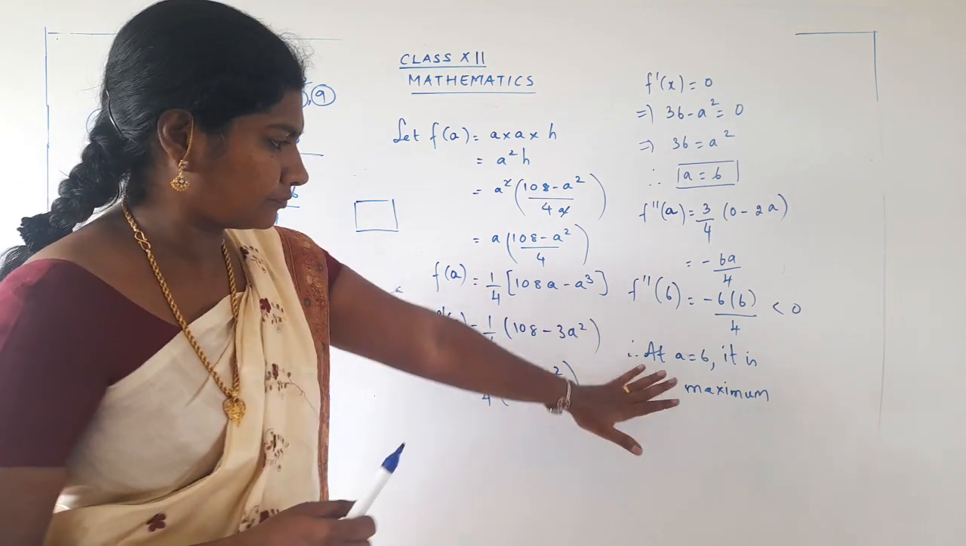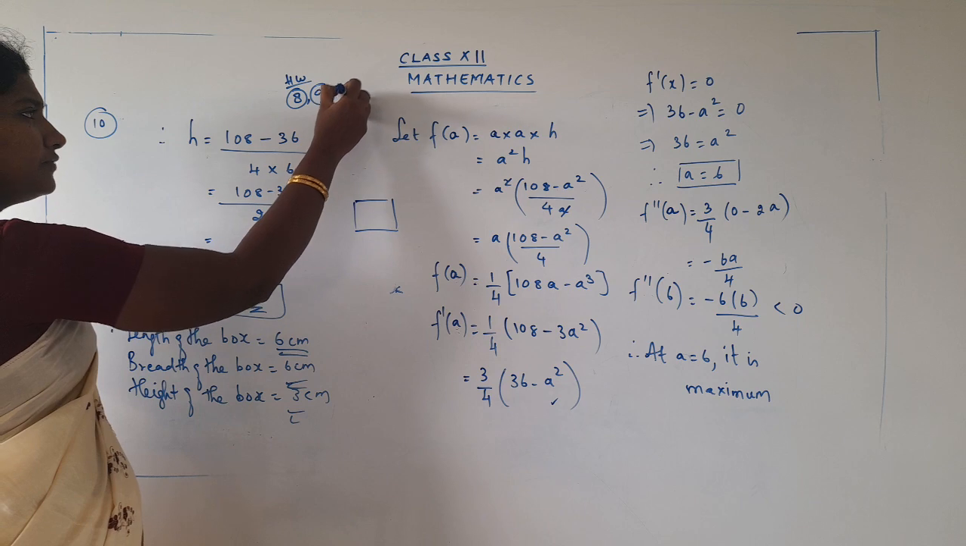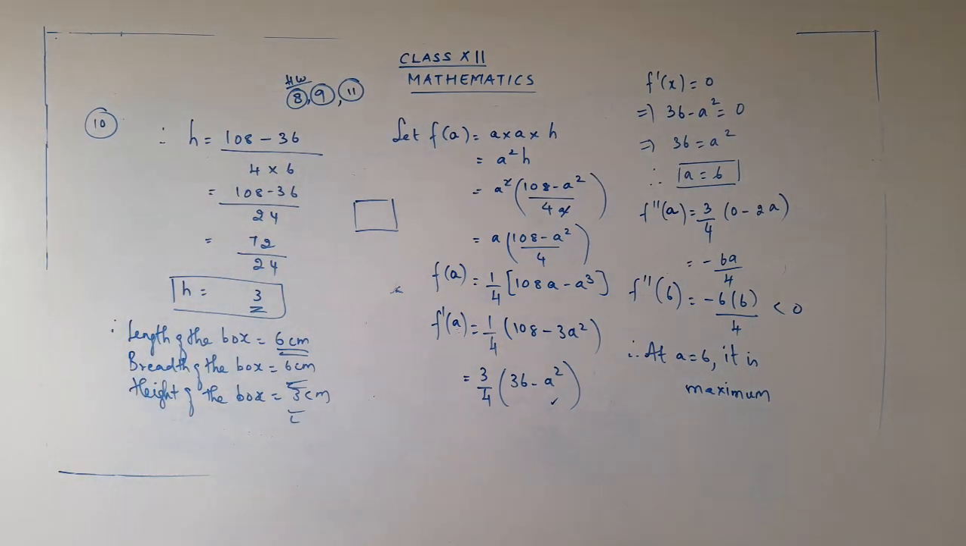Okay, children. So we have completed our sum number 10. You have one more sum for homework. You have to complete sum number 11 as your homework. So today's work is to complete sum number 8, 9 and 11. Your homework for today is sum number 8, sum number 9 and sum number 11.